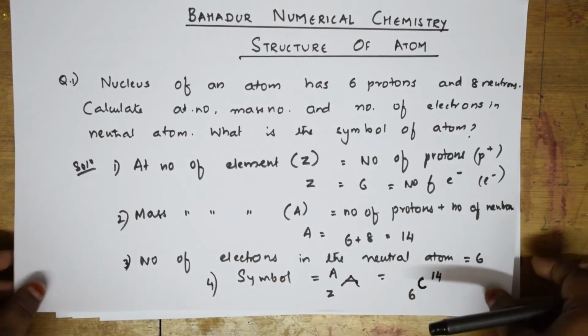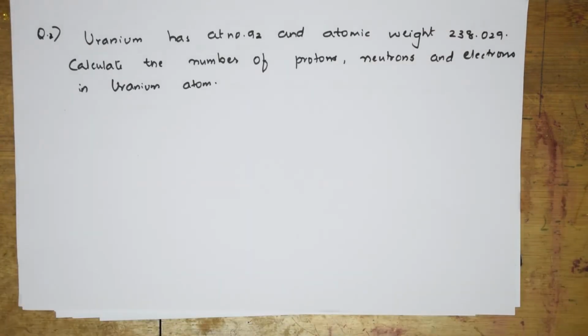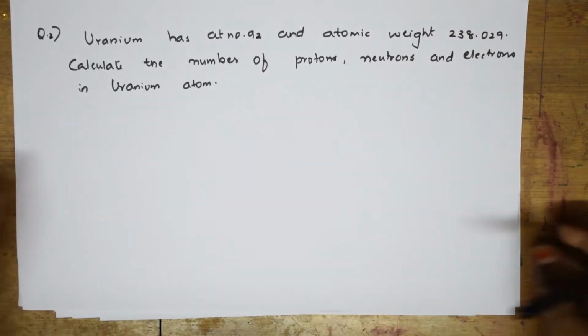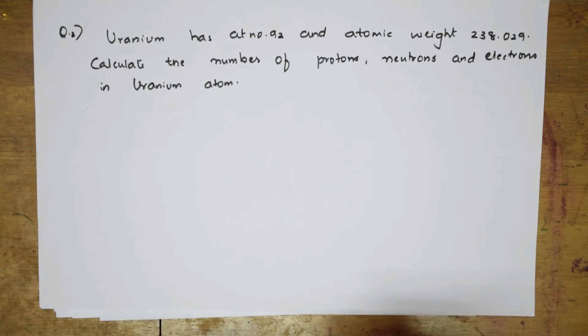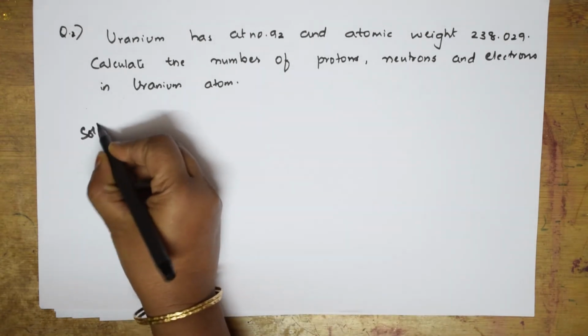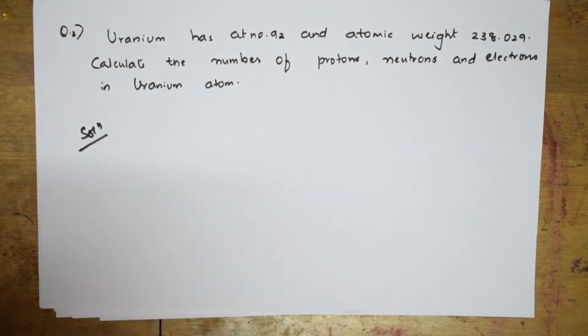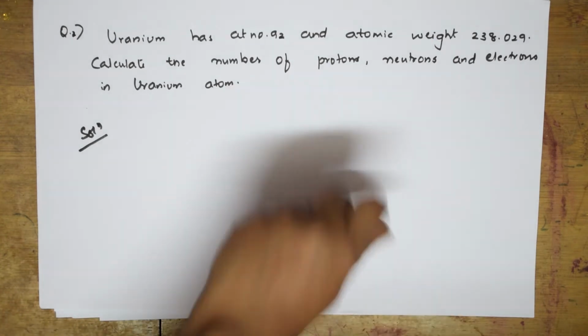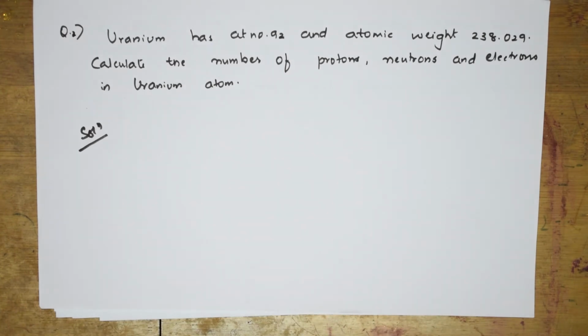Now let's come back and start with the next numerical in Bahadur chemistry. So hope the concepts are getting cleared. Again, it's a complete revision of the chapter. So when I have to do this numerical, what do they give me? Uranium has an atomic number 92 and atomic weight of 238.029. Calculate the number of protons, neutrons and electrons in the uranium atom. So all the 3 are there in the same numerical, isn't it?